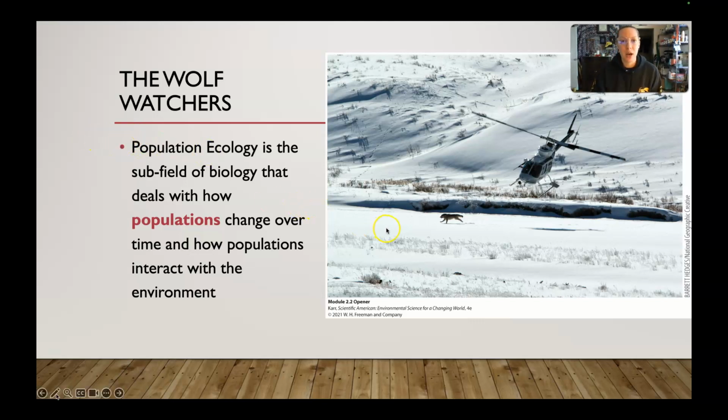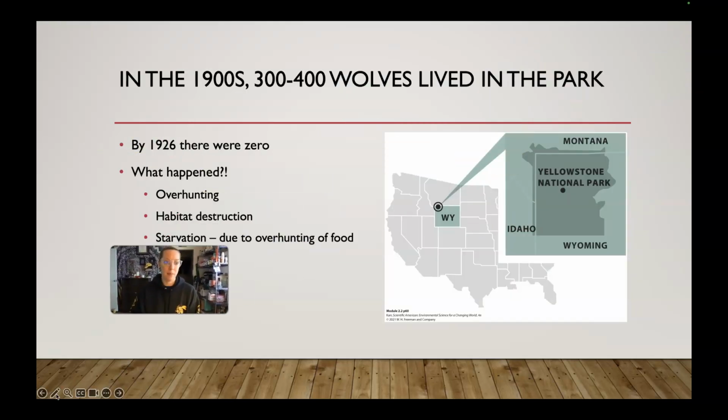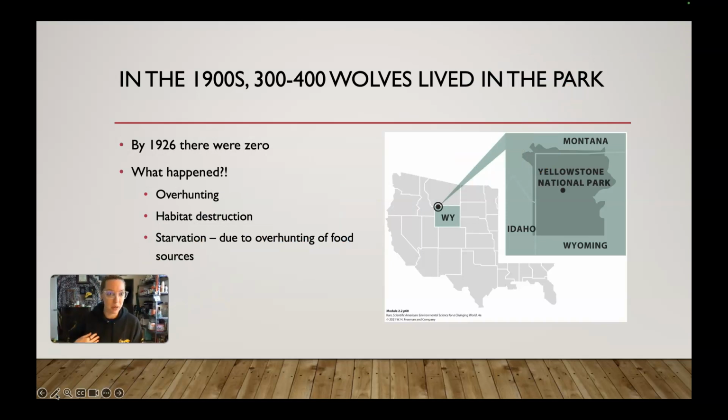Just to give you a little bit of an idea of the region, if you've never been there: I've actually never been to Yellowstone. I've been through Wyoming, but I've never been to Yellowstone as of the time of this recording. Back in the early 1900s, 300 to 400 wolves lived within the park. But unfortunately, by 1926, there were a big fat zero. So where did these hundreds of wolves go? What happened, unfortunately, was overhunting.